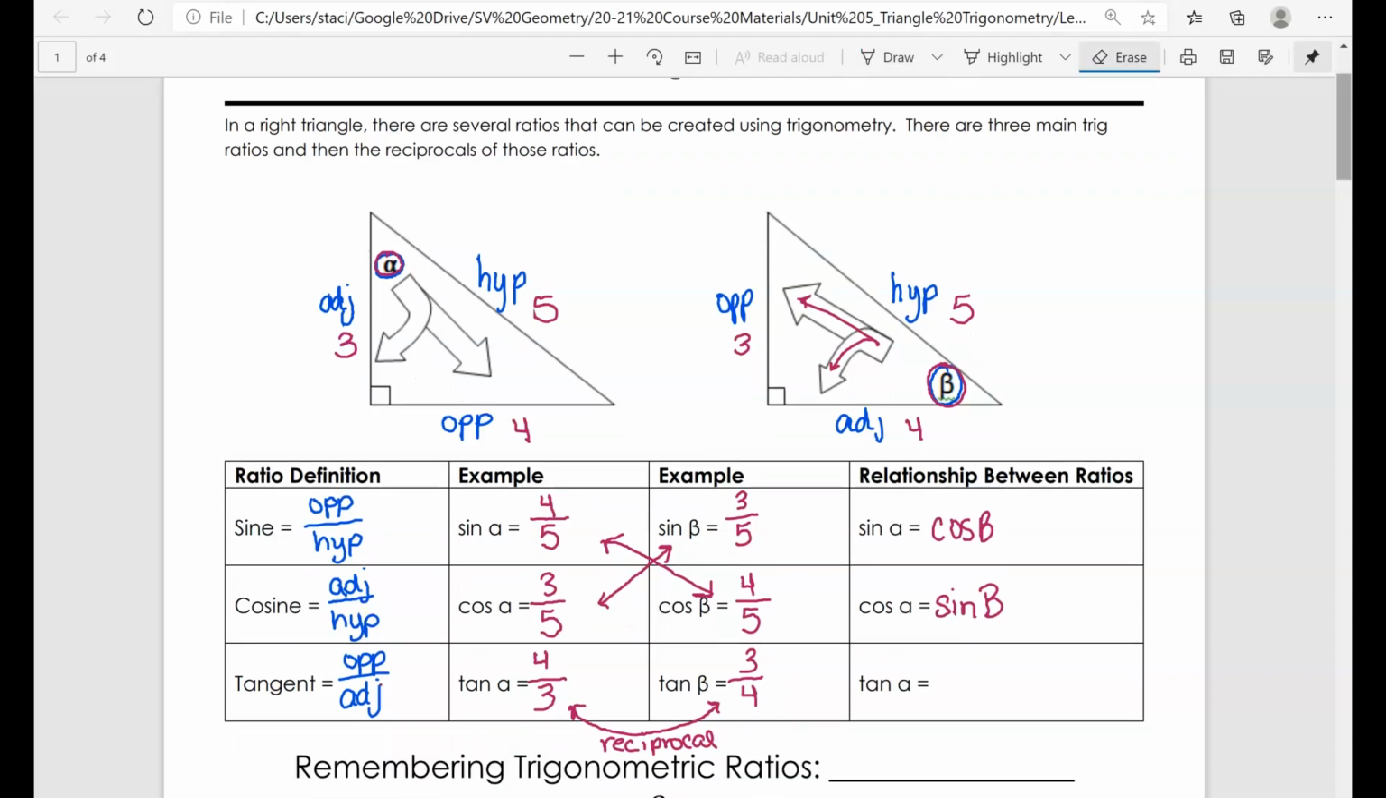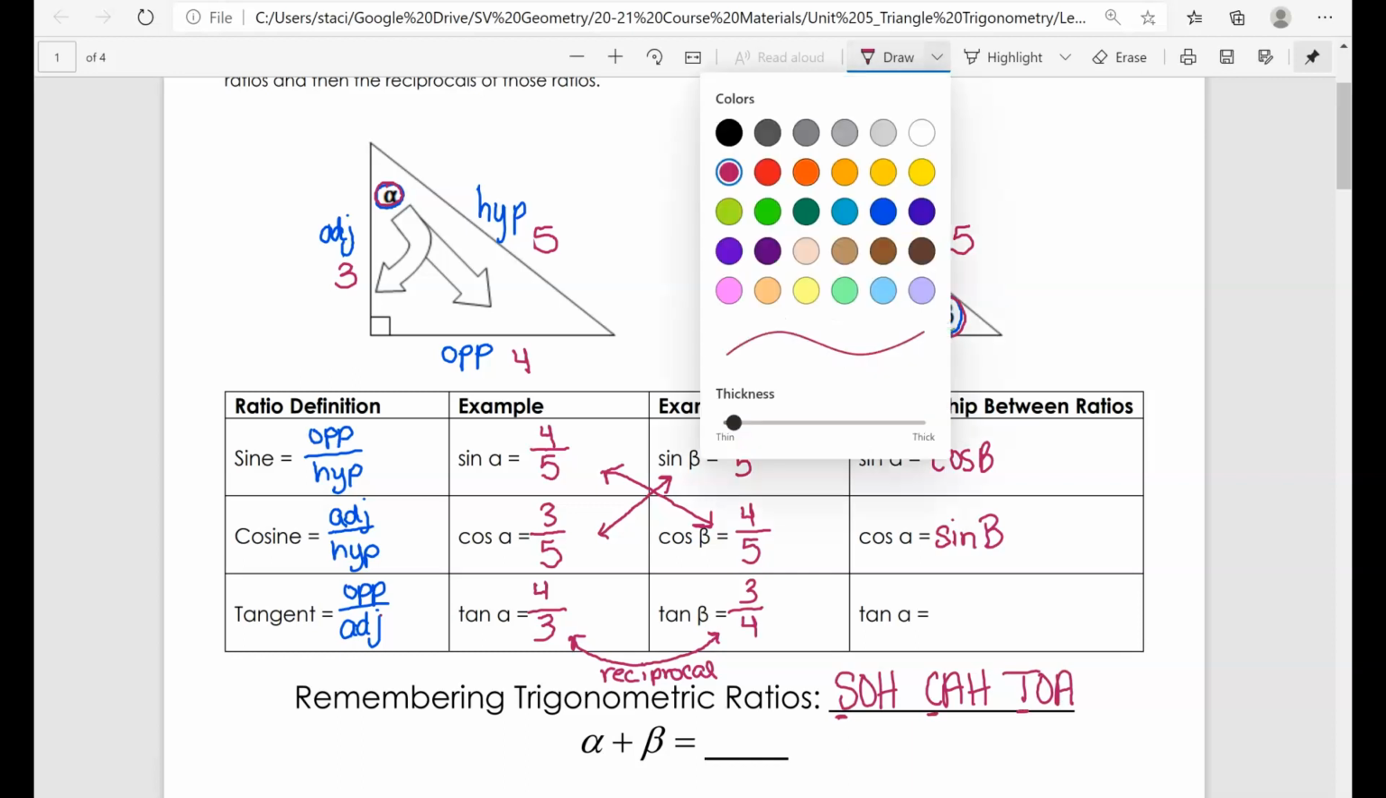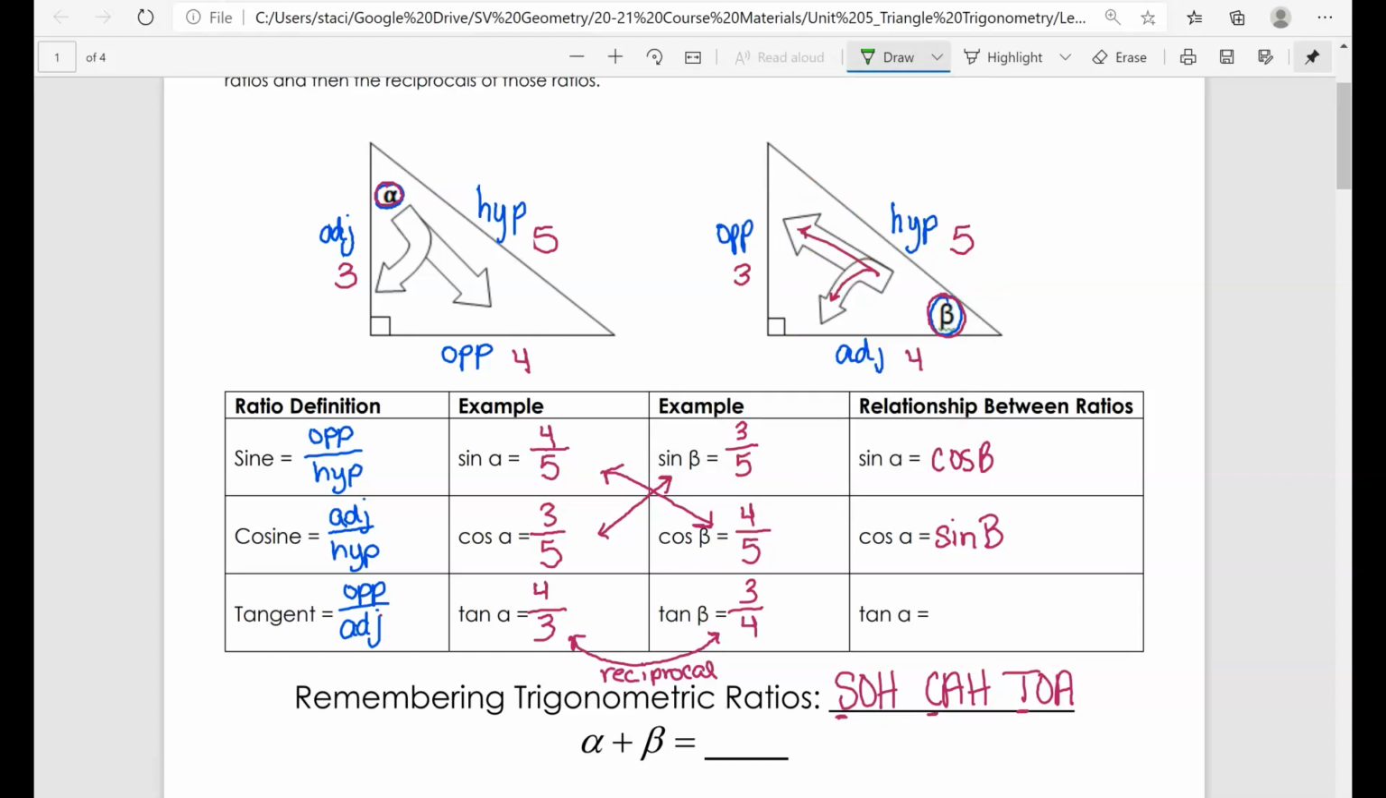So you might be thinking, how am I going to remember all of these trig ratios? Well, we have kind of an acronym that we can use, and that acronym is called SOHCAHTOA. Let me get my pen. So SOHCAHTOA. And so the first letter is our sine, cosine, tangent. And then the second two letters represent the ratio of the sides that we would create.